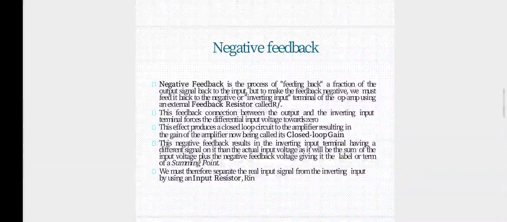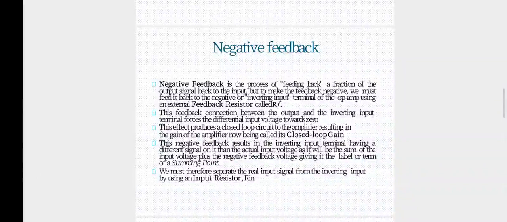inverting input terminal of the op-amp using an external feedback resistor RF. This feedback connection between the output and the inverting input terminal forces the differential input voltage towards zero. This effect produces a closed loop circuit for the amplifier, resulting in the gain of the amplifier now being called the closed loop gain. This negative feedback results in the inverting input terminal having a differential signal on it.